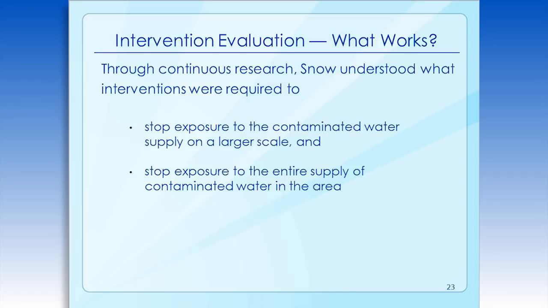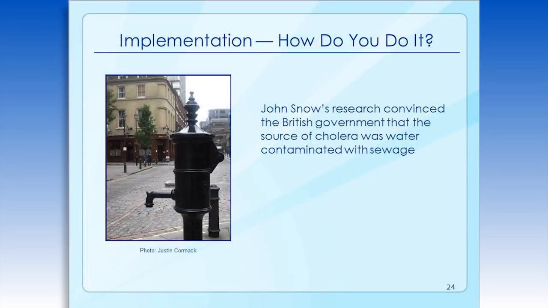So using the final step of the public health approach, Snow implemented the intervention by getting the handle removed from the Broad Street pump. And that prevented people from drawing their water from that pump because, again, he believed that the supply of water was the source of the contamination. That was a pretty simple but brilliant way of effectively stopping their exposure to the contaminated water supply.